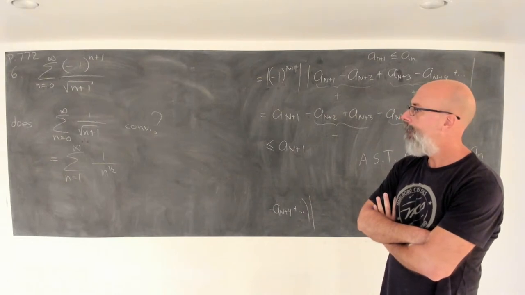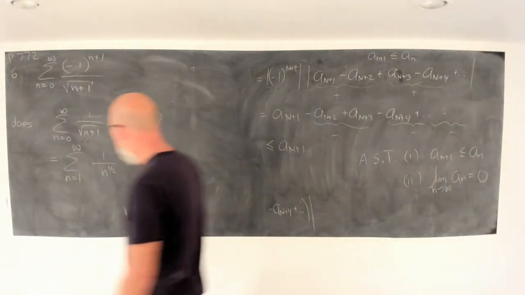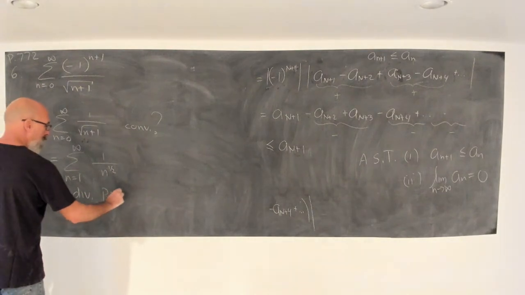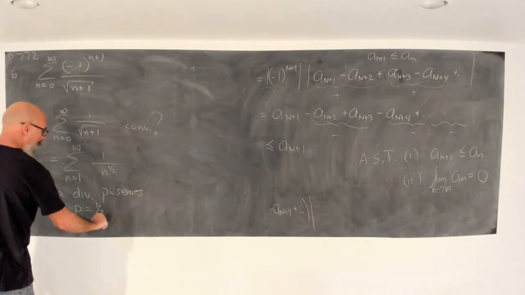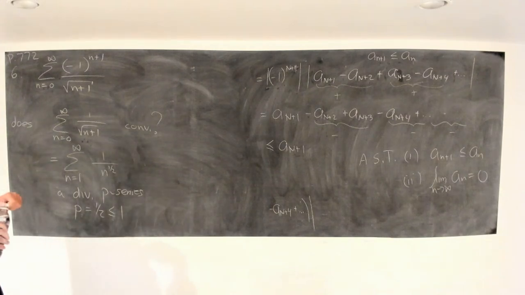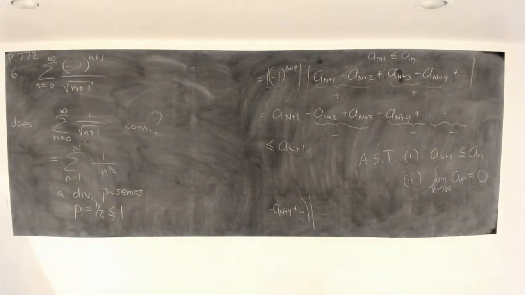Exactly that. And now we see that this is divergent, a divergent P series, where P is 1/2, which is less than or equal to 1. Chloe's asking how we did that. Well, let's convince ourselves.